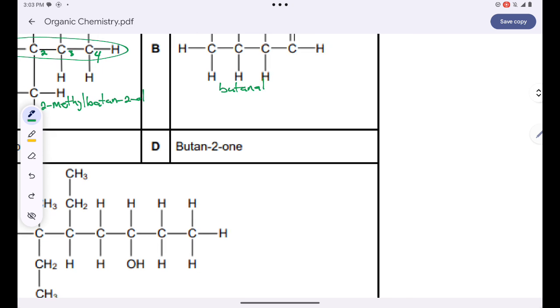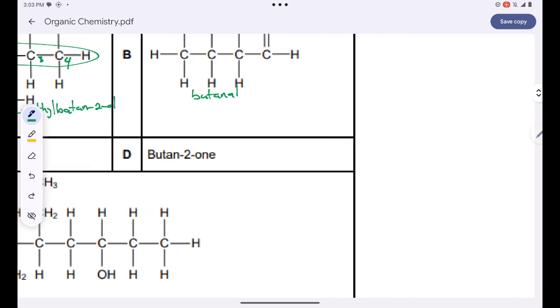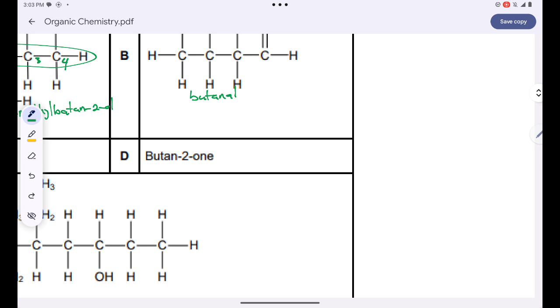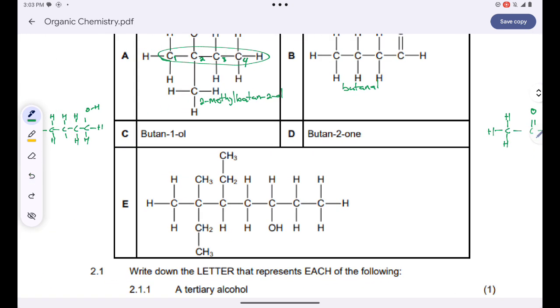And then compound D, I'm also given an IUPAC name. All I need to do is to draw a structural formula. It's butan-2-one. I'm dealing with a ketone. How do I know that this is a ketone? Because of the suffix of this compound. And I'm told that in carbon number 2 I have my functional group. So the structure will just be like this, and then the functional group will be in carbon number 2.